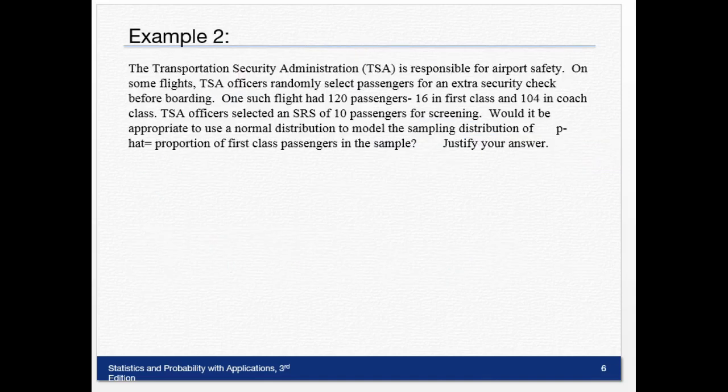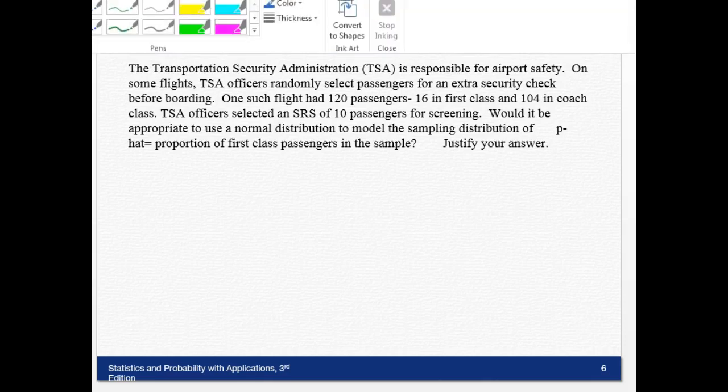Number 2. The Transportation Safety Administration, TSA, is responsible for airport security. On some flights, TSA officers randomly select passengers for an extra security check before boarding. One such flight had 120 passengers, 16 in first class, 104 in coach. TSA officers selected a simple random sample of 10 passengers for screening. Would it be appropriate to use a normal distribution to model the sampling distribution of p-hat, or the proportion of first class passengers in the sample?